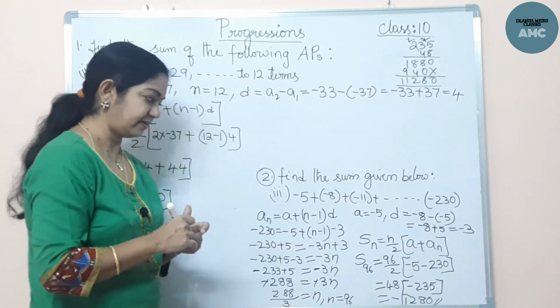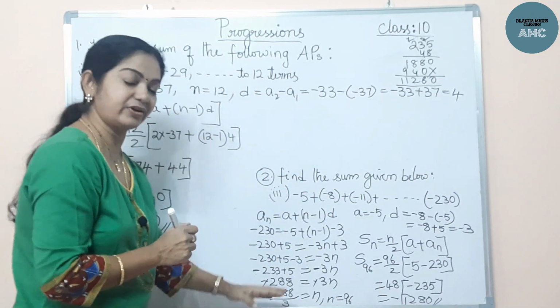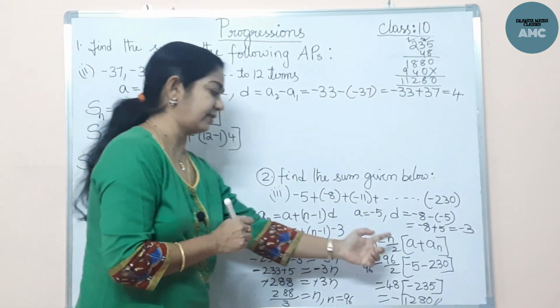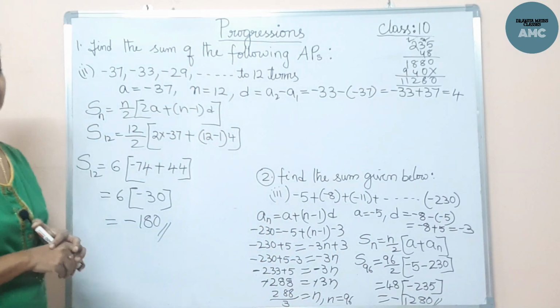So here what we have done: since n is not mentioned, I found out n from the nth term. Then I have applied it in the formula of Sn. Now pause the video and note it down.